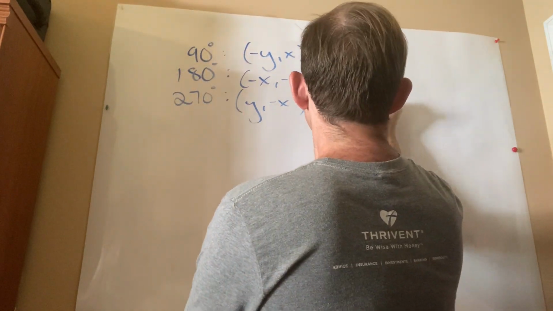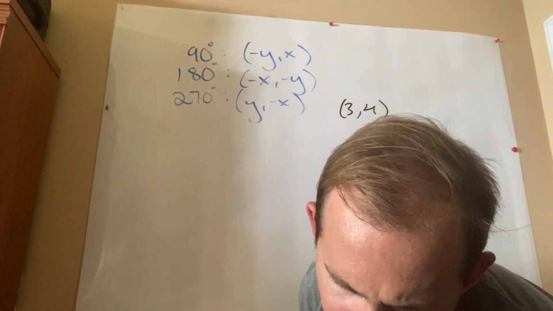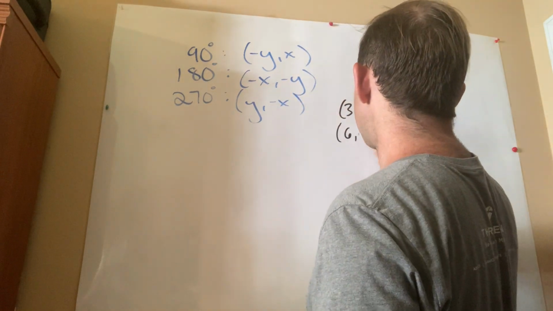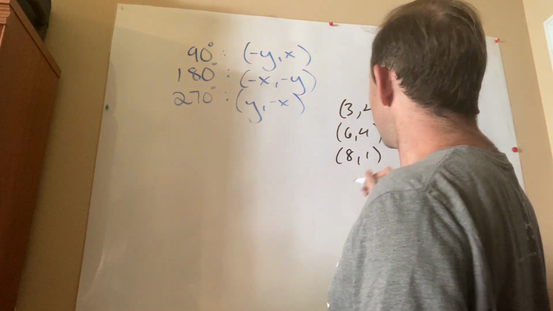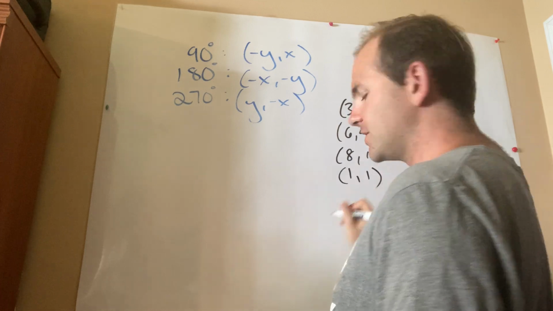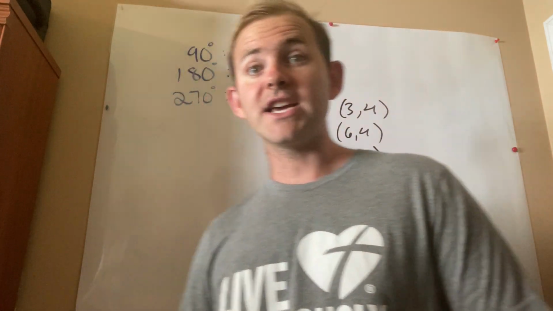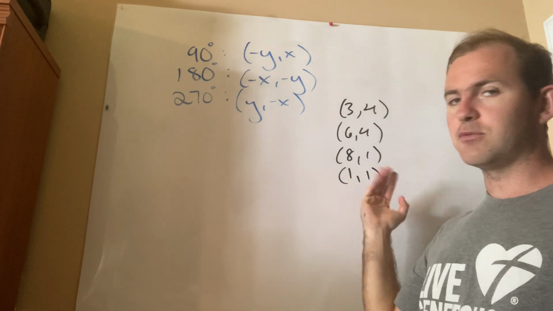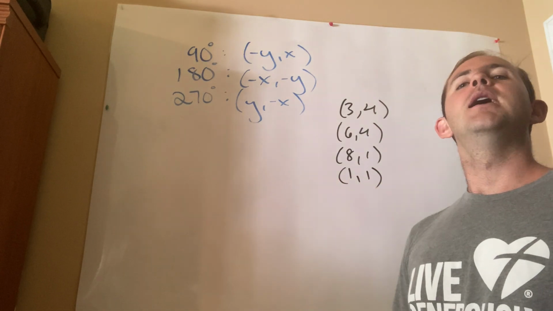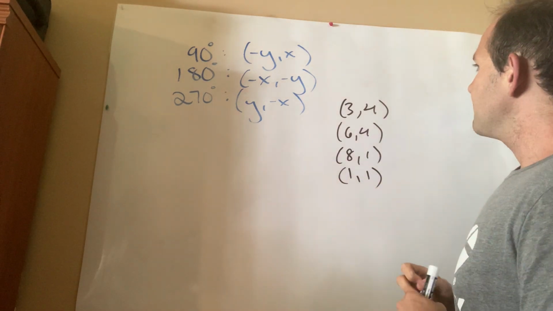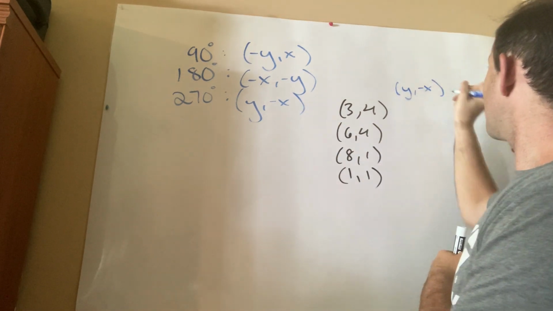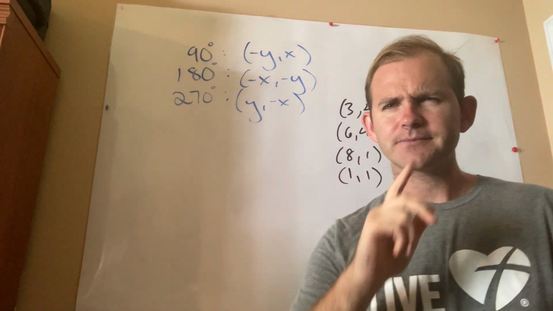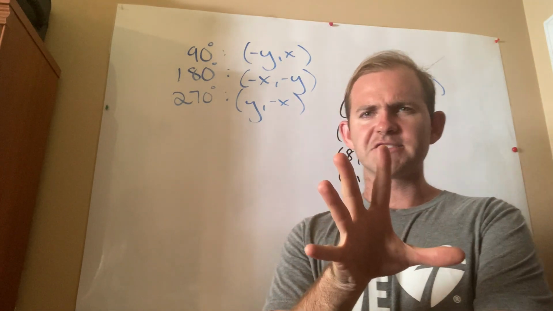So this one, they gave us (3, 4). They gave us (6, 4). Well, they were on example 3, just in case. And (8, 1), and (1, 1). And they asked me to do a 270-degree counterclockwise rotation. Step 1, voila, write the points. Step 2, let me write my coordinate rule, which according to the list right here is given by (y, -x). Okay, so what exactly does this mean?